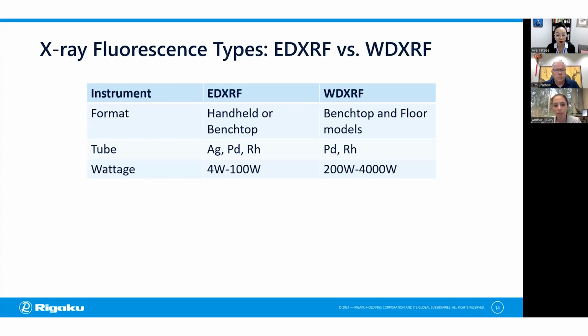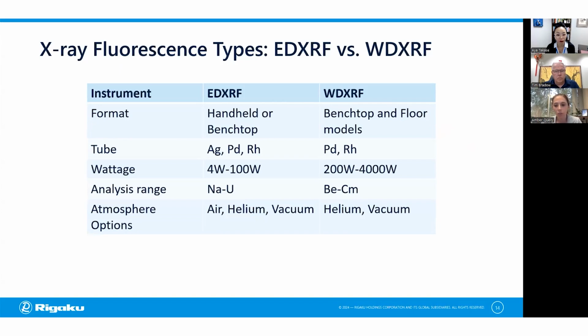For wattage, the main difference between energy dispersive and wavelength dispersive is going to be the power. Those benchtop and handheld units are going to be at much lower power than our wavelength dispersive units. For analysis range, energy dispersive can cover from sodium down to uranium, whereas wavelength dispersive has the ability to cover beryllium through curium. So we have a little bit wider analysis range with a wavelength dispersive unit.